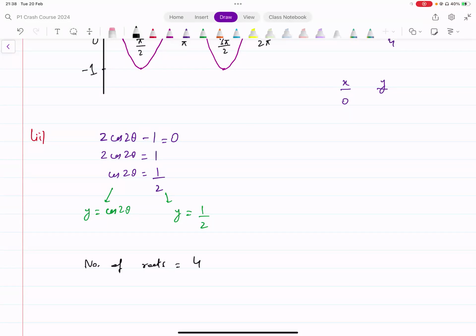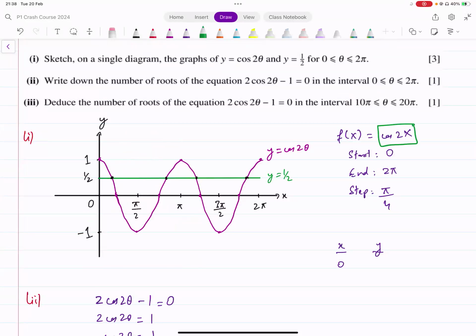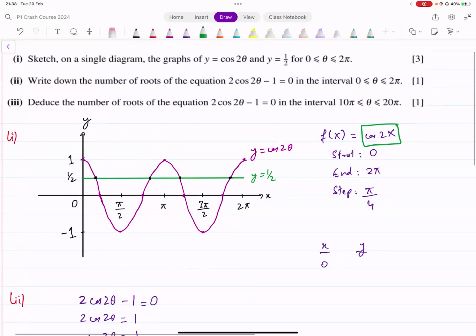Sir, when I plot the graph, at pi over 2 I get a different value. I get like 0.7853. Is your calculator in radian mode? Maybe you're just putting the function wrong. The function is cos of 2x. Yes, I put it cos of 2x. Then start at 0 and end at 2 pi and step is pi over 4. Yes, sir. Is your calculator in radian mode? Yes, sir. I did it the second time and I put it in radian mode.